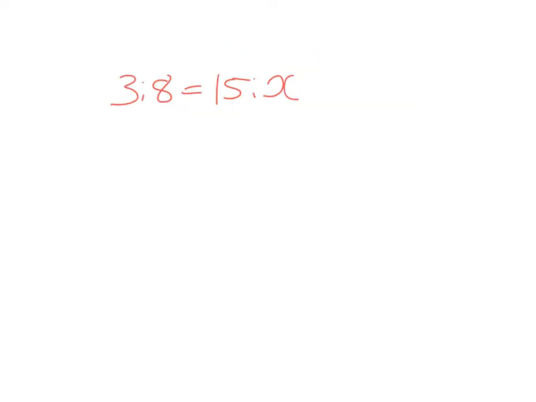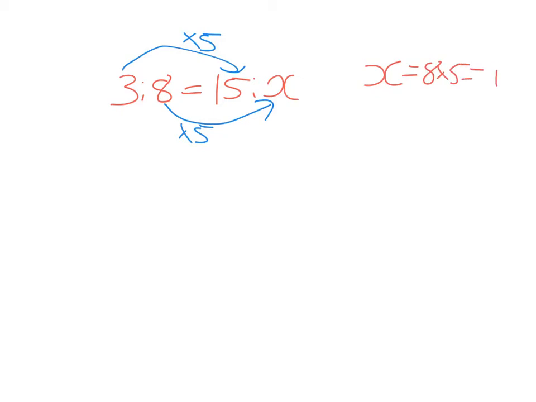So let's say we have a ratio like this and we have to find x. The key here is what you do to the first number in the ratio, you must do to the second number in the ratio. You must also do it to the third number in the ratio if it's there. So what have I done to get from 3 to 15? I have times by 5. So that means to the second number in the ratio, I need to times by 5. So x is just 8 times 5, which is 40. Because 3 to 8 is 15 to 40.